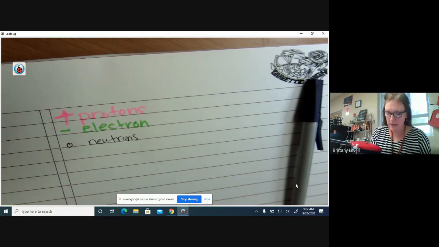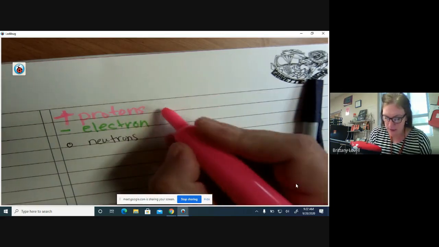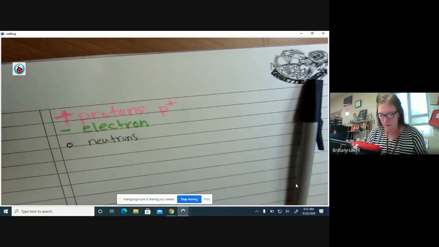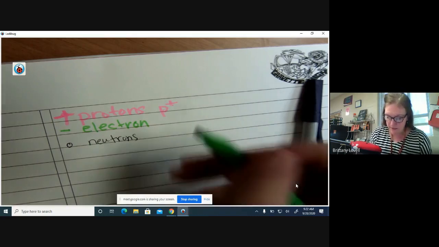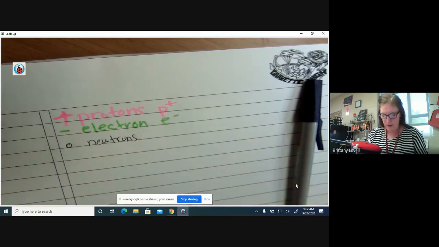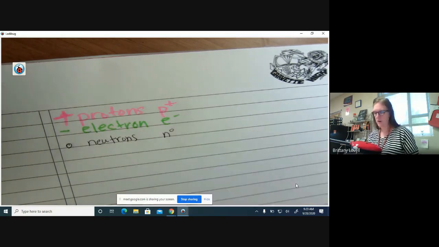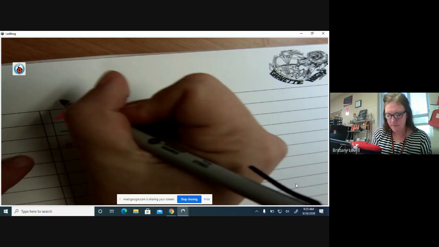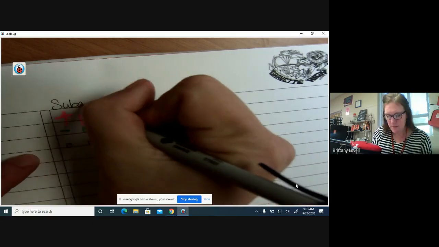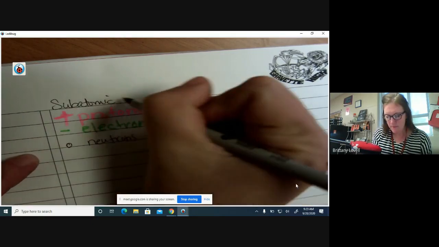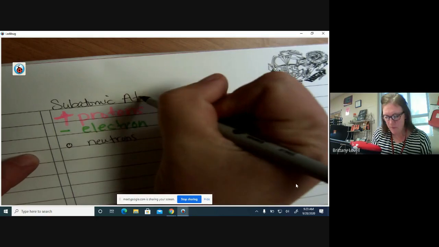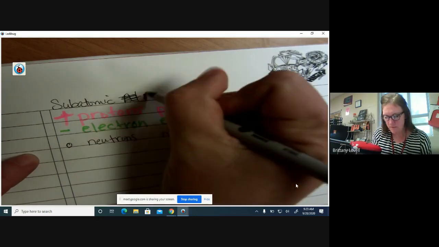Of course the symbols for these, if you don't remember from physical science, it's a P with a plus, then an E with a little negative sign, and then of course an N with a 0 for no charge. These are the subatomic particles of atoms.